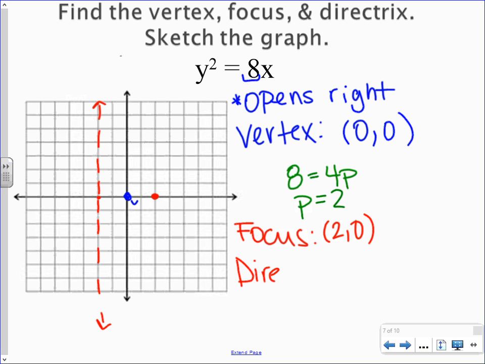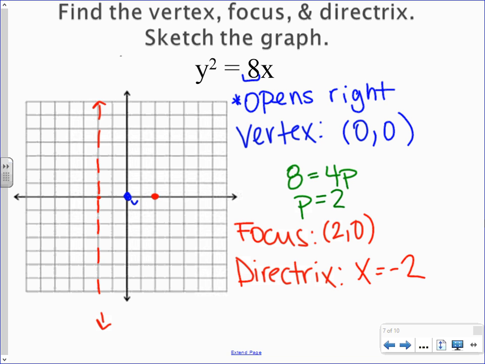Now that we have drawn our directrix, we can label it. What equation is that line? X equals -2. Okay. So once you have p identified, you can plot your directrix and your focus. Now it's a matter of just drawing the shape of the parabola.